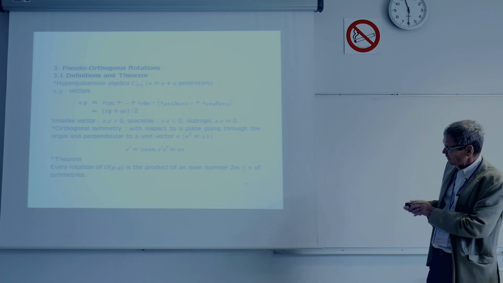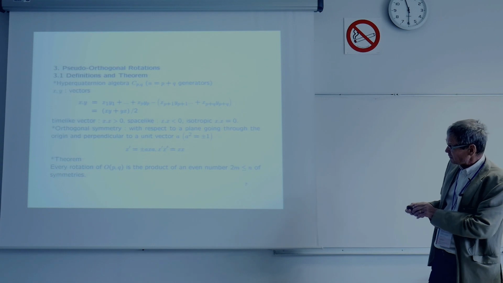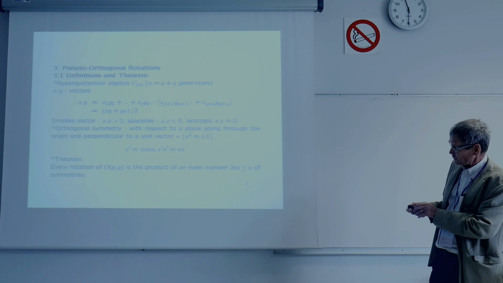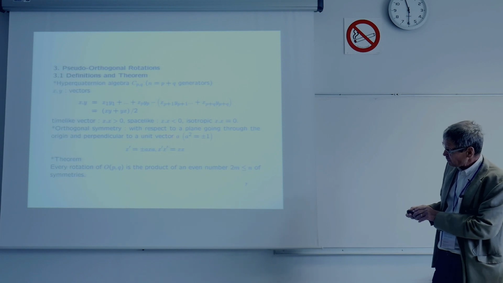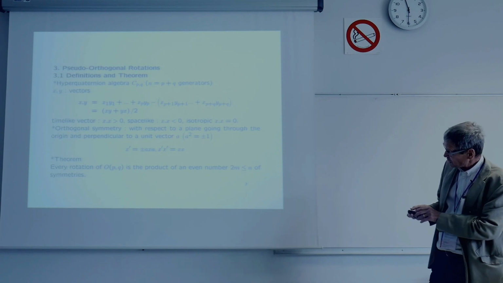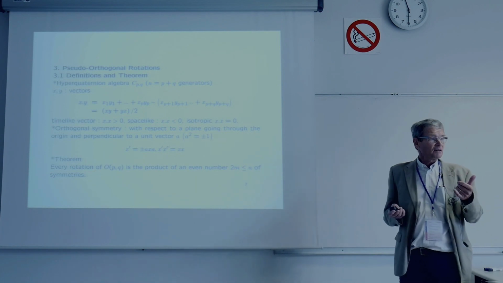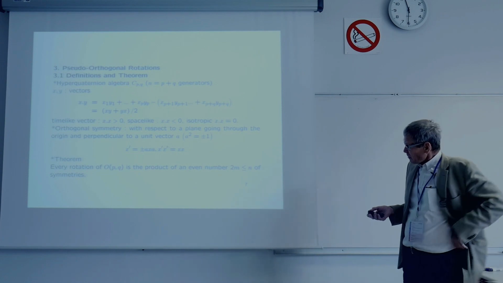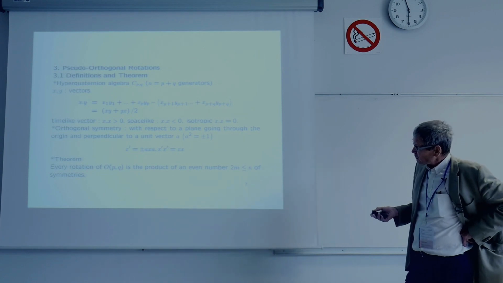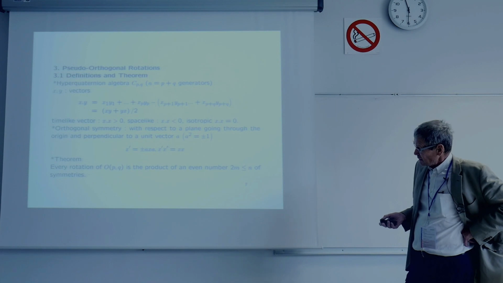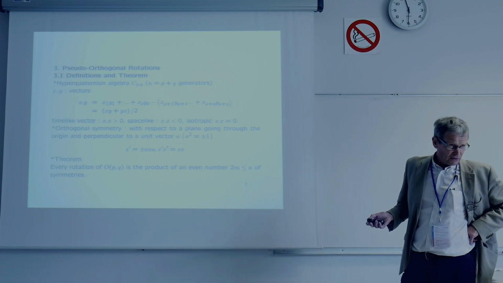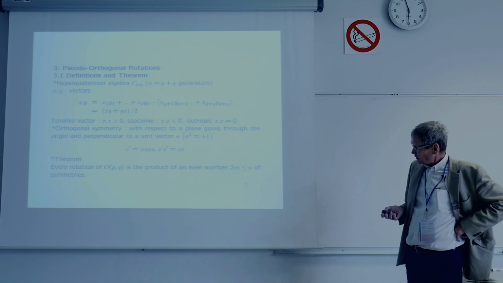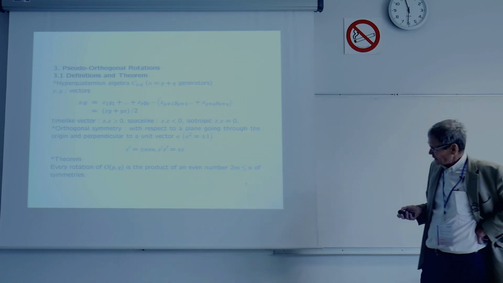An orthogonal symmetry with respect to a plane going through the origin and perpendicular to a unit vector A is given by this simple formula, plus or minus AXA, where A is a vector and X is a vector. So we get immediately an orthogonal symmetry. And we use Cartan theorem, which says that every rotation is a product of an even number 2m, smaller or equal to n, of symmetries.